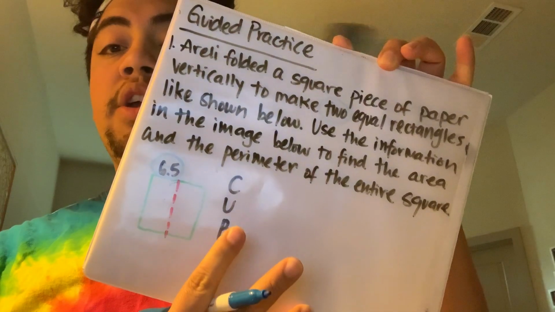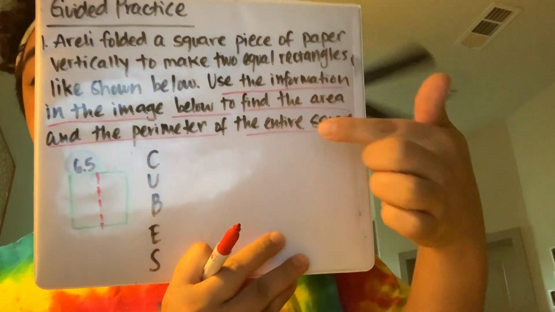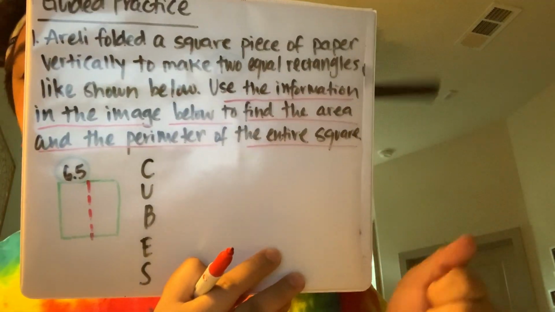Because that's important. Awesome. I'm going to move on, and for U, I'm going to underline the question that I have to answer. In this case, it is: use the information in the image below to find the area and the perimeter of the entire square. So you should have your question underlined on your paper as well. We're going to cross those out.